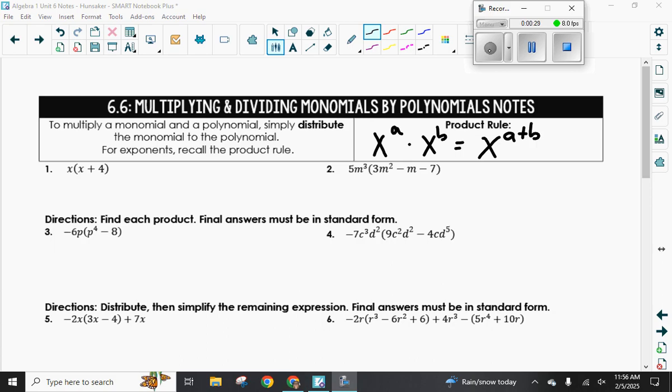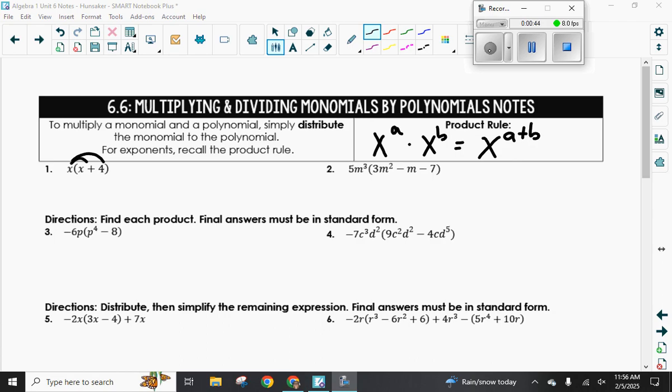From the test that I've graded already, properties of exponents were not horrible, that part, but for some reason combining like terms was not great. So we're going to talk about that again today as well. So we're going to distribute.